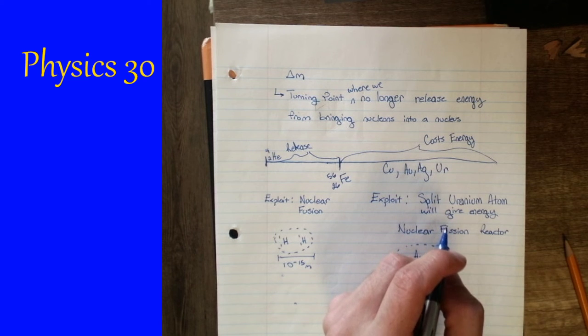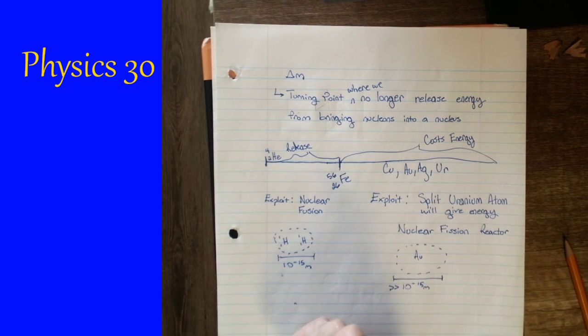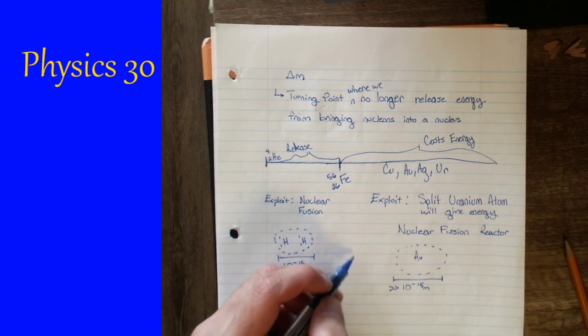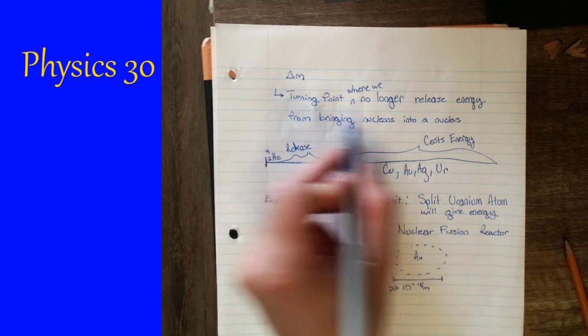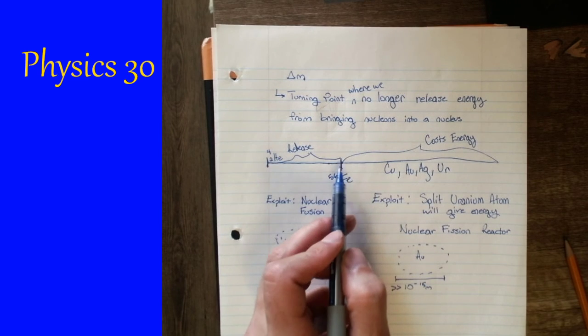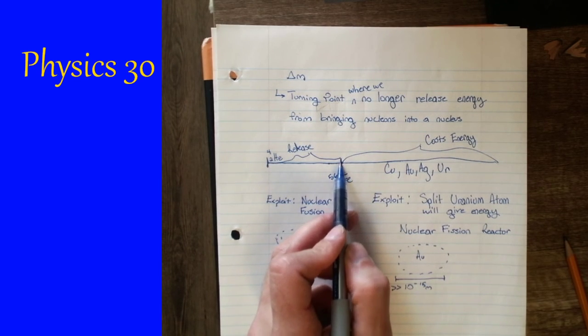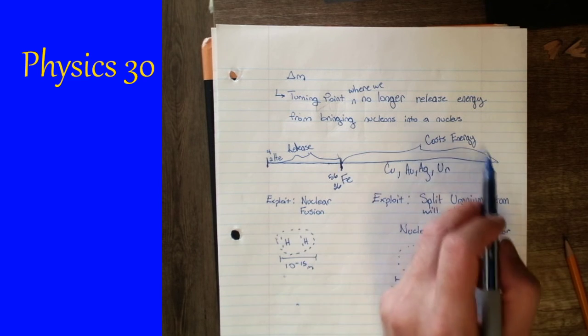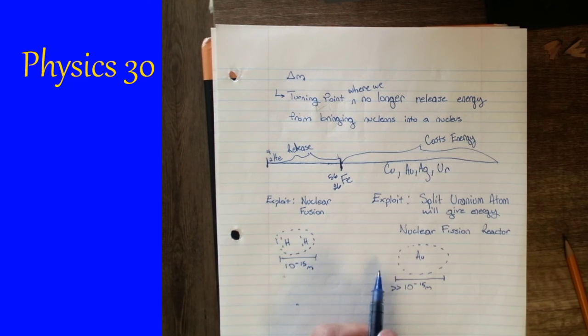So I hope that kind of makes sense. The whole idea of why, I hope I explained pretty well, as to why there's a turning point. Why is there a particular point where there isn't energy released, but it actually costs energy? There's always this balance between the electric force and the strong nuclear force.